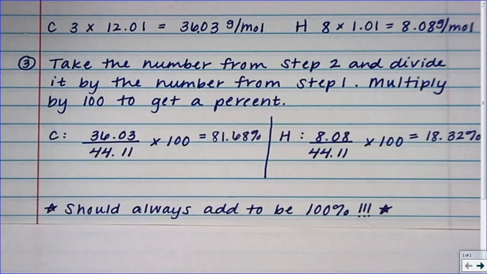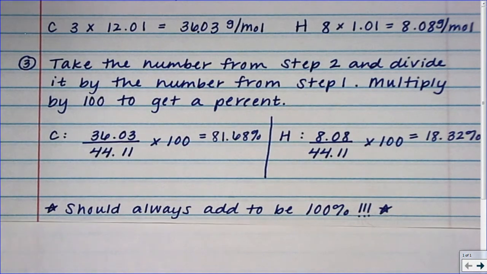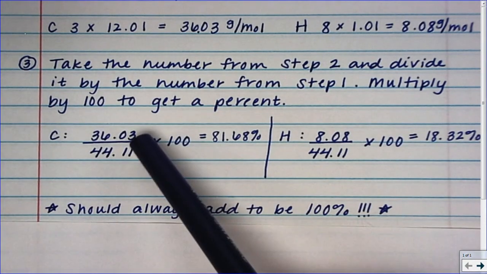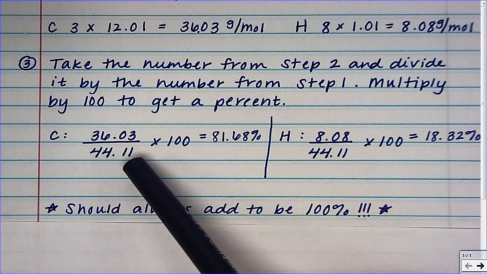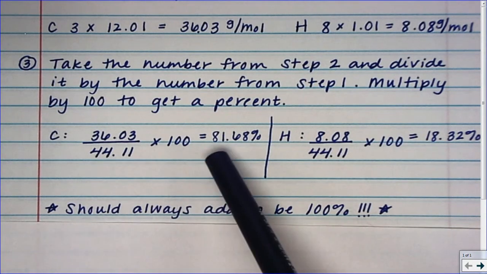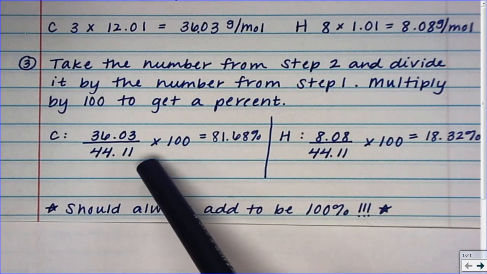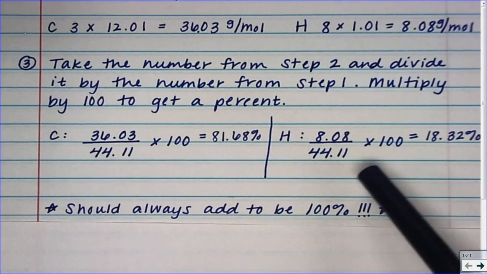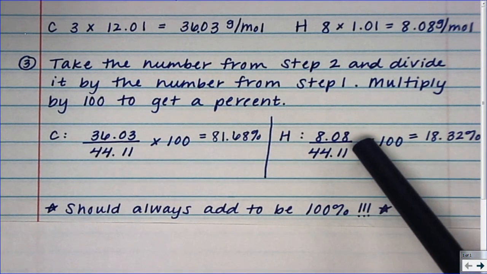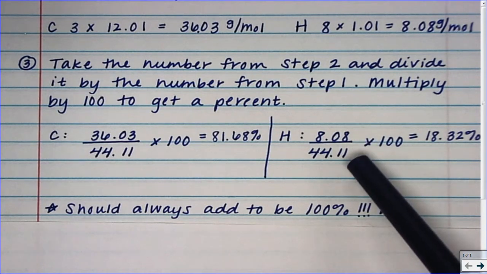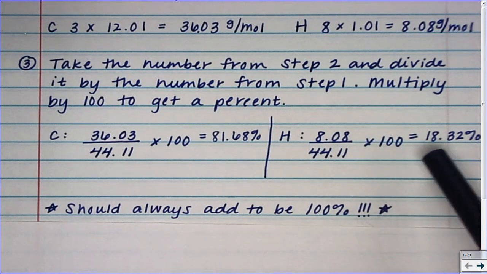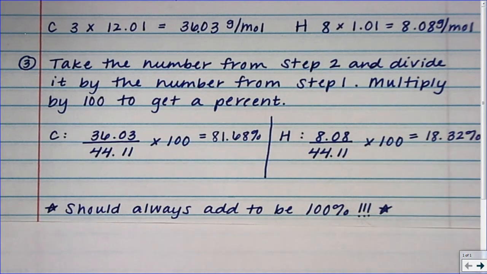So let's see how that looks. Up on your screen now you can see carbon and hydrogen, carbon on the left, hydrogen on the right. We took the molar mass of our 3 carbons divided by the molar mass of our compound and multiplied it by 100 to get 81.86%. I kept 4 sig figs because both of my molar masses have 4 sig figs. I did the same type of work over here, the molar mass of 8 hydrogens over the molar mass of our compound, times 100, and got 18.32%.